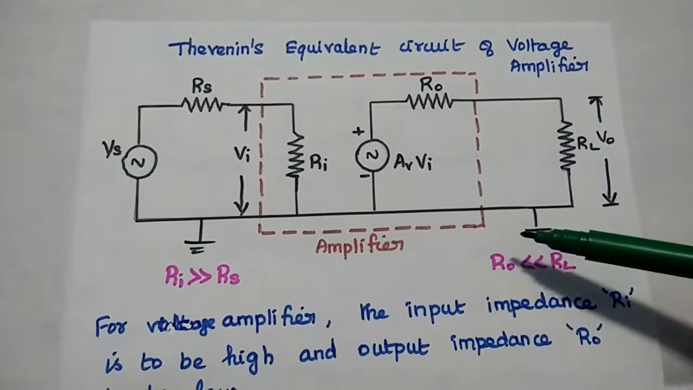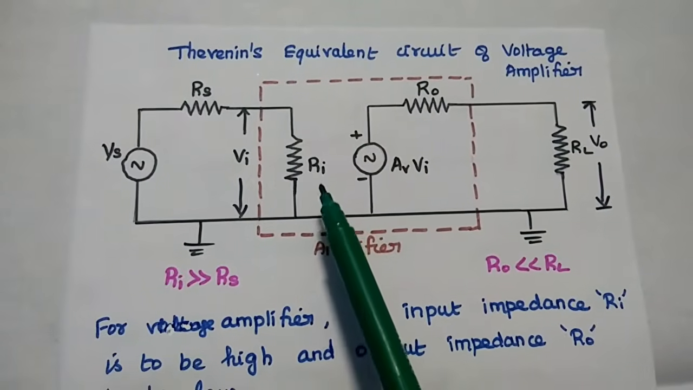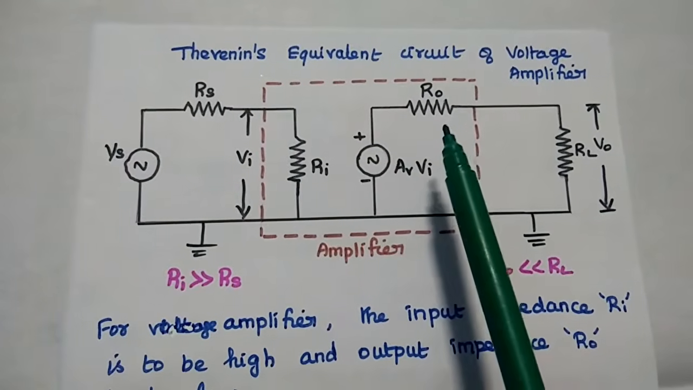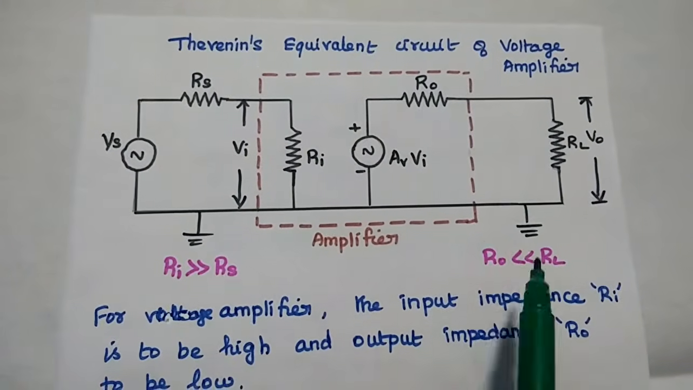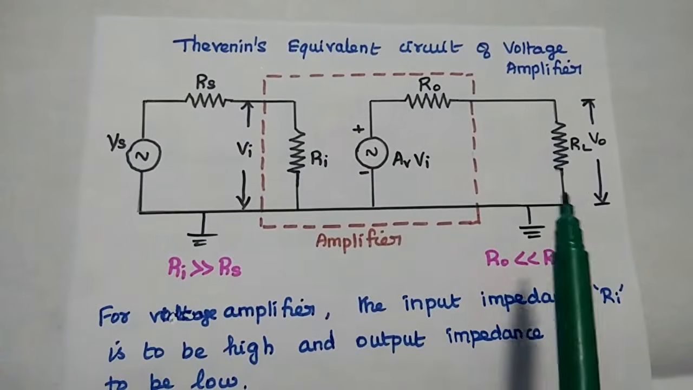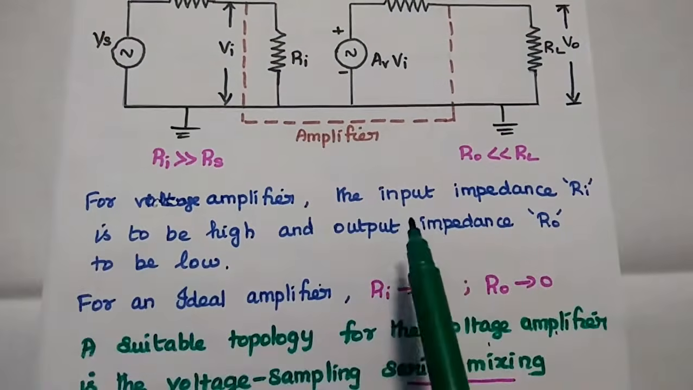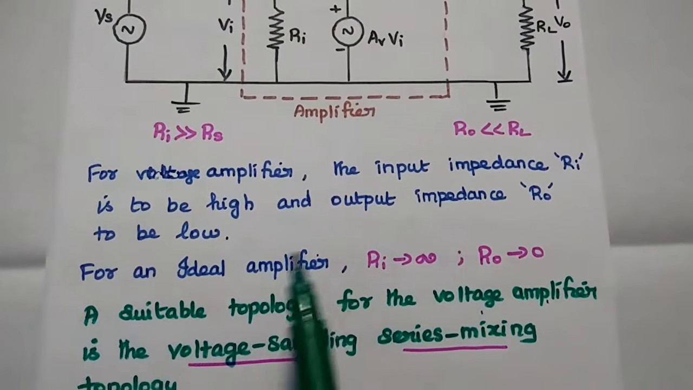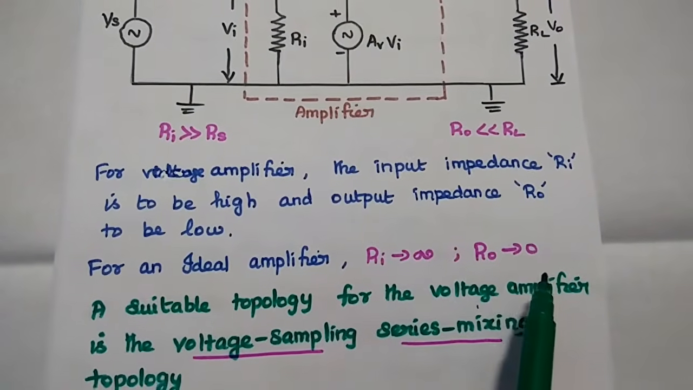For this voltage amplifier, the condition is this input resistance should always be high when compared with this source resistance. Similarly, the output impedance should be low when compared with this load resistance. Whenever these two conditions are satisfied, we can get the high stability and the maximum output. Do you all understand? So that is the condition of this voltage amplifier. The input impedance Ri should be high and output impedance should be low. For an ideal case, Ri can be an infinite value and Ro can be a zero value.